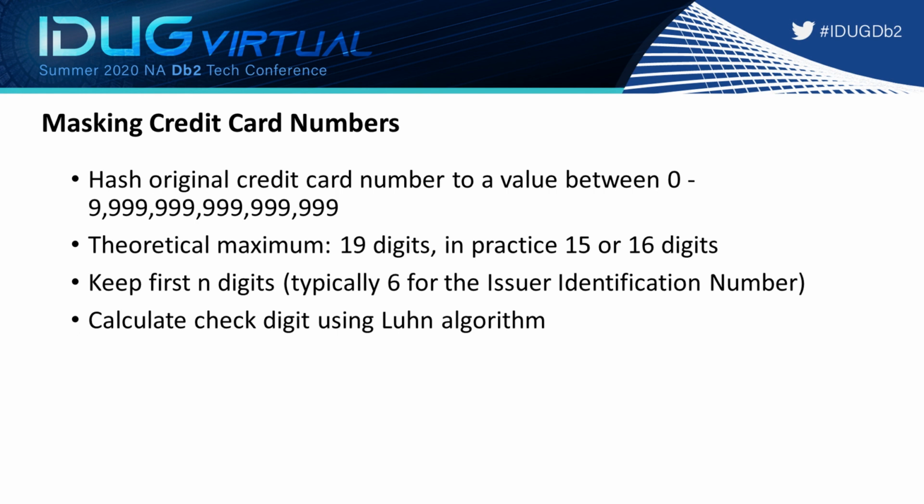So what we do is, if we have a 16-digit credit card number, we keep the first 6 digits, calculate new values for the next 9 digits, and then we determine the final digit based on the Luhn algorithm. So masking a credit card number has a certain complexity, but it's all numeric and it can still be pretty fast.